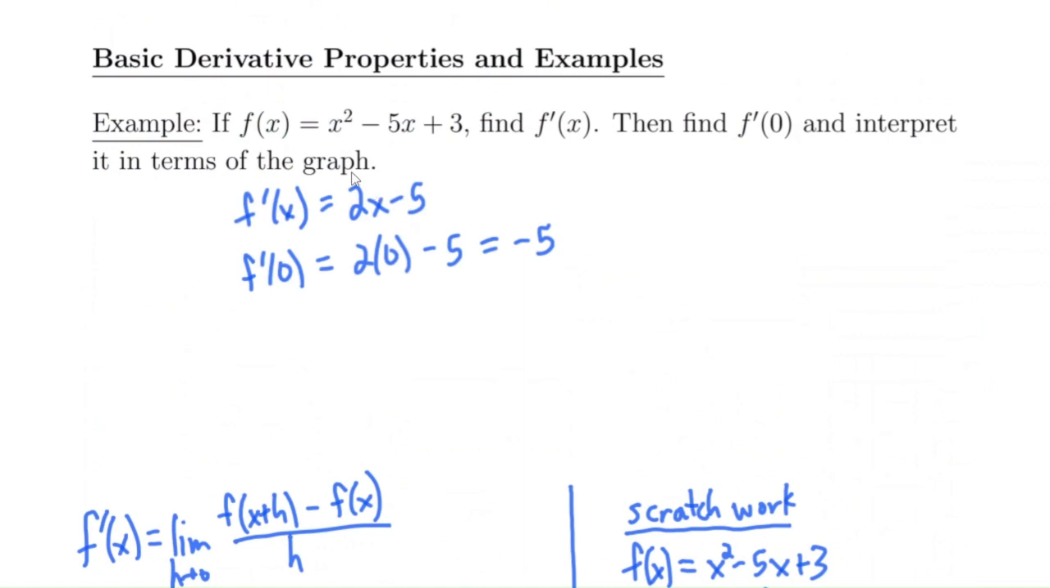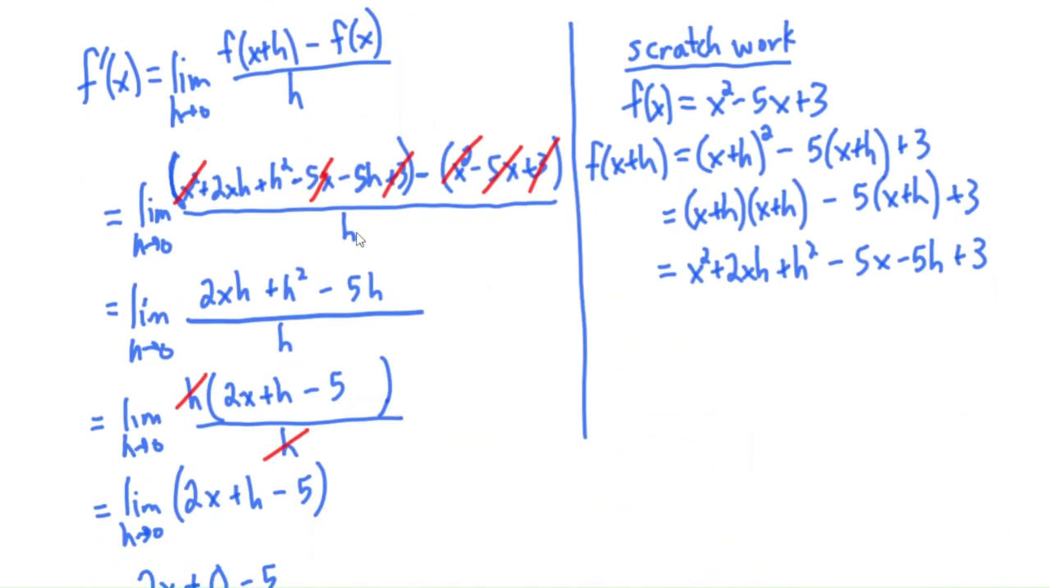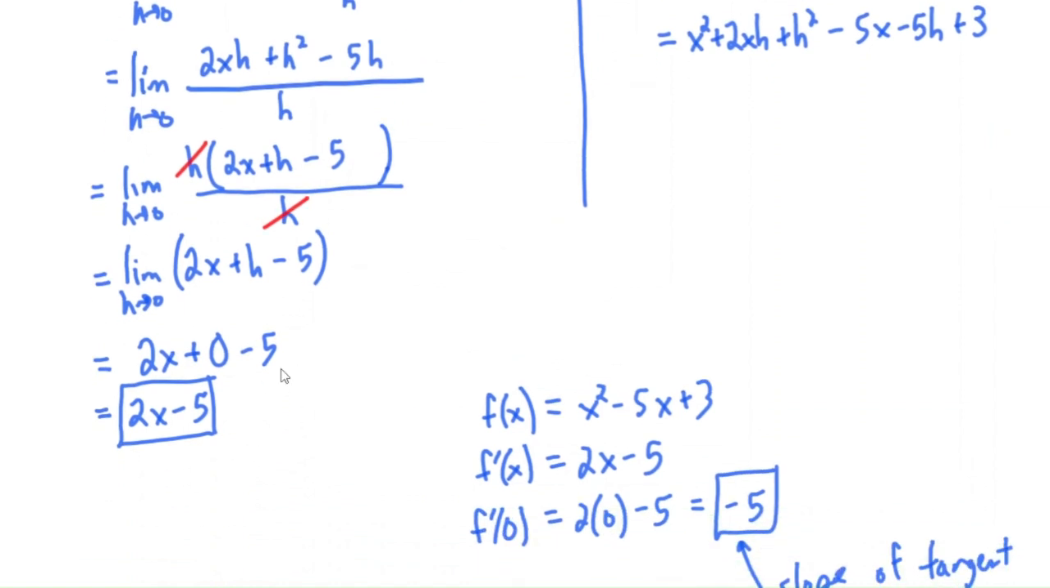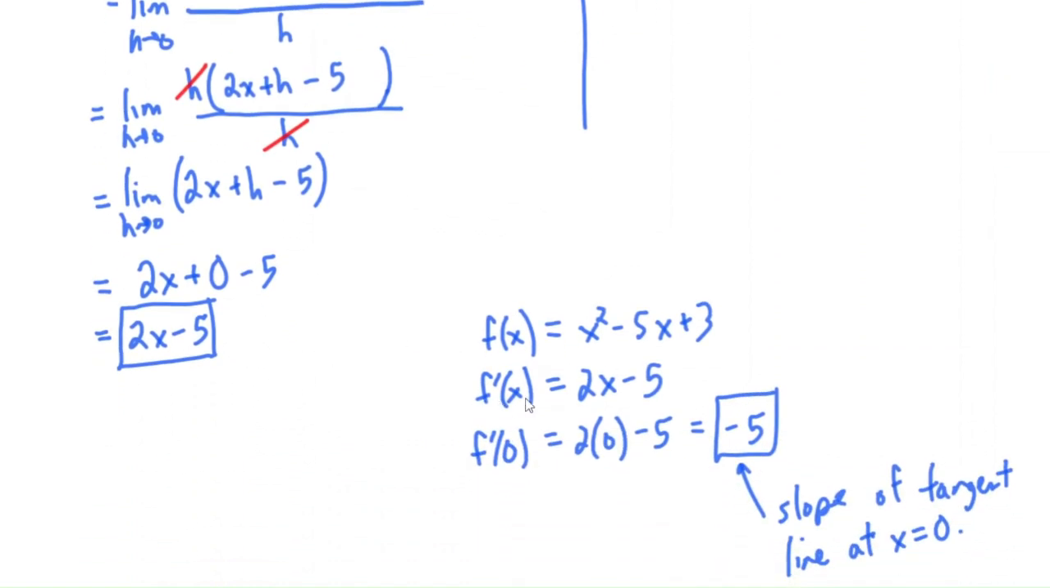And by the end of this video, you'll be able to know the derivative of this is 2x minus 5 just immediately. Just looking at it for half a second, you'll be able to know the derivative is 2x minus 5. You won't have to go through this big long mess, right? So you found the derivative is 2x minus 5. So the derivative at 0, again, you just plug in 0, you get this.